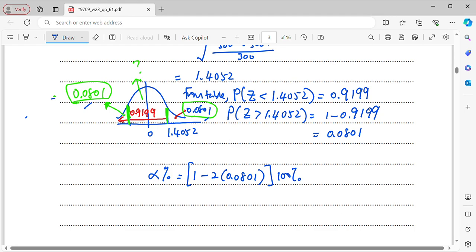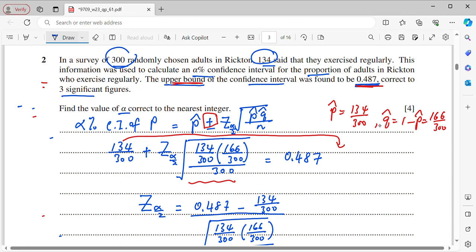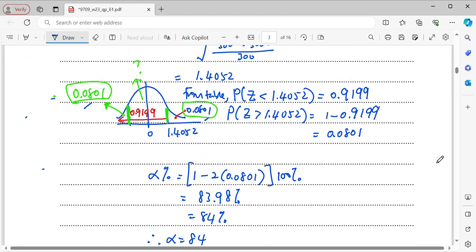Then from here, I will be getting 83.98%. And now when you refer to the question, it's mentioned here to the nearest integer. So now I got to round up, then it will be 84%. So in other words, my alpha is basically 84. Okay, so that's the solution of this question.